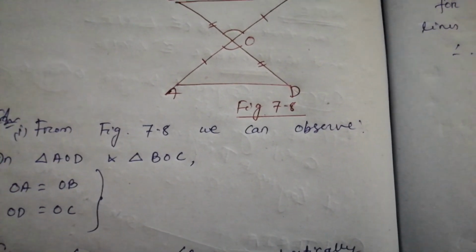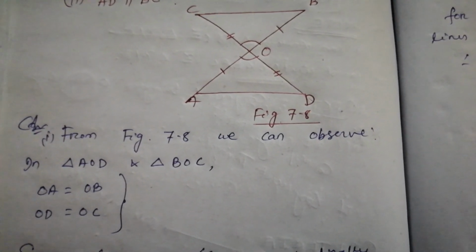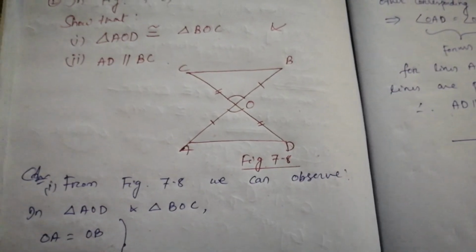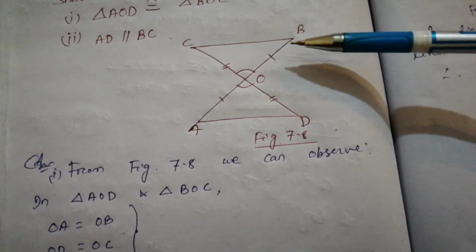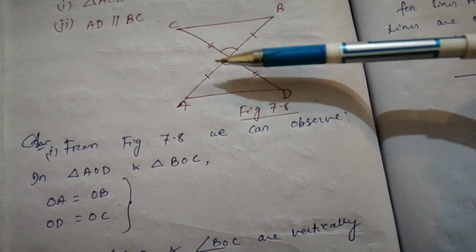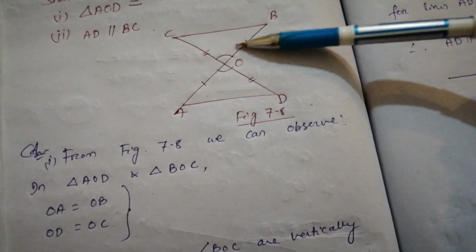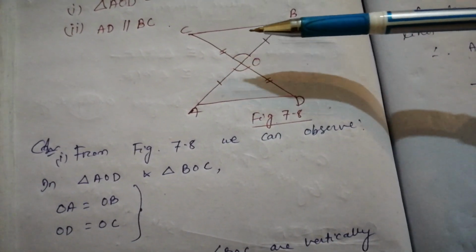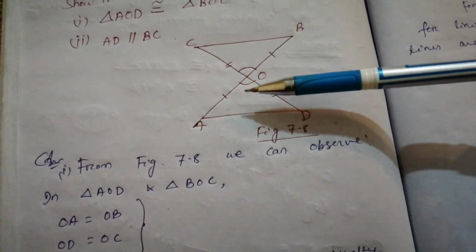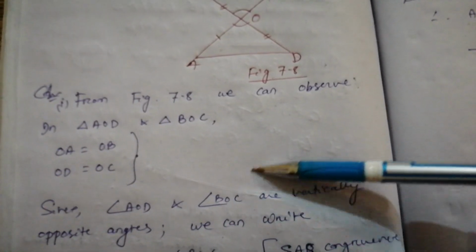For bit 1 we will proceed like this. From figure 7.8 we can observe that in triangles AOD and BOC, OA equal to OB, because it is given like this. That means these are two bisectors. It is given already in the figure that OC equal to OD and OA equal to OB. So we have written OA equal to OB and OD equal to OC.